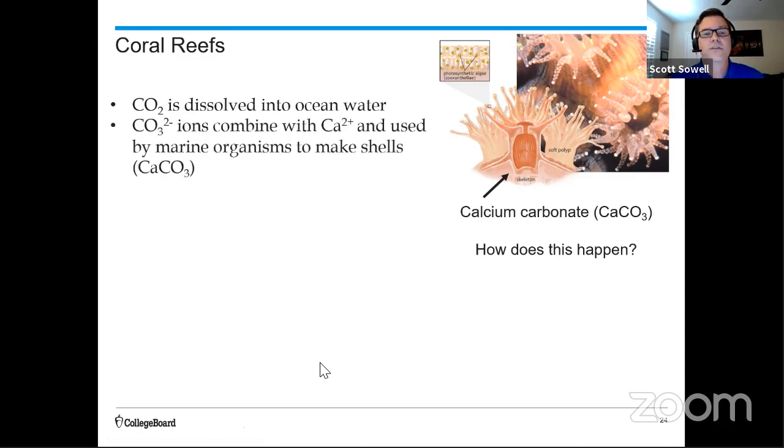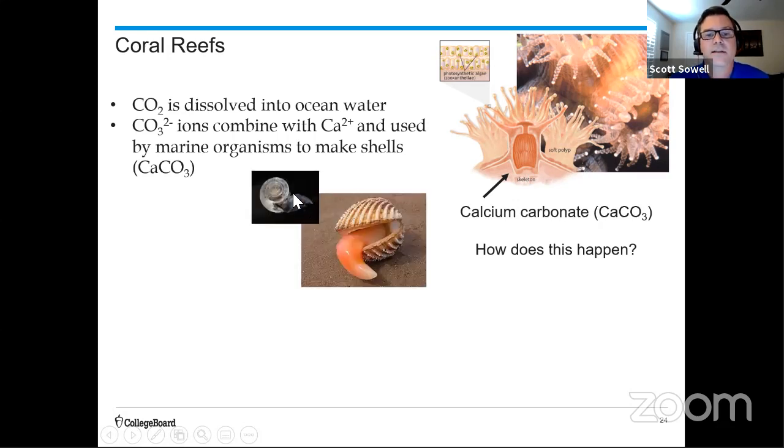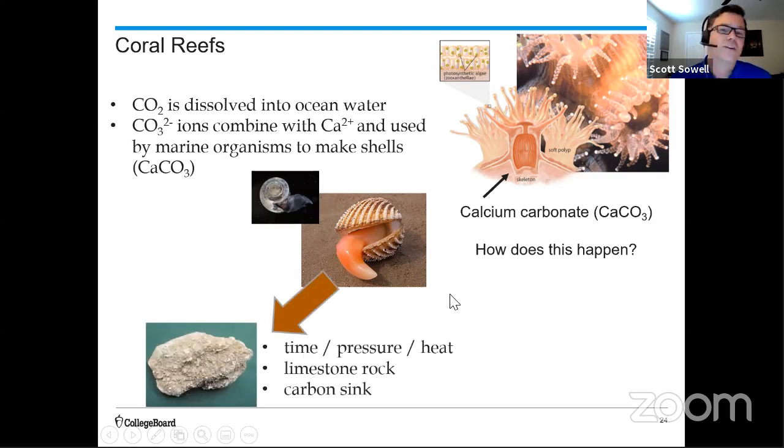Well, what these organisms do, they take that carbon in the form of carbonate, so carbonate ions, combine that with calcium to make calcium carbonate. That's where the shells come from. So you can see here a picture of a bivalve, and their shells are made out of calcium carbonate. Over time, with pressure and heat, this could form into some sedimentary rock like limestone. And this is a really big carbon sink. A lot of the carbon is stored long-term in something like limestone rock.